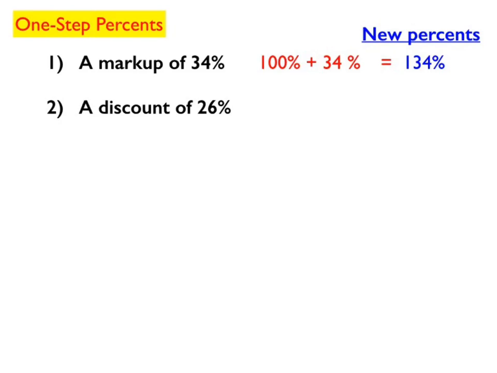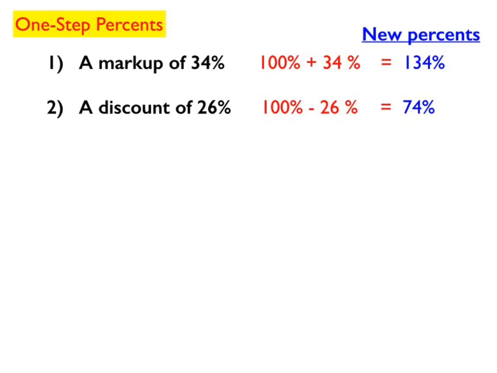Number 2, a discount means money is being taken away from what you are supposed to originally pay. So a discount of 26% is 100% minus 26%, which is 74%. If you're using a proportion for a situation like that, and you were asked to find the selling price, 74 over 100 equals the part over the whole.